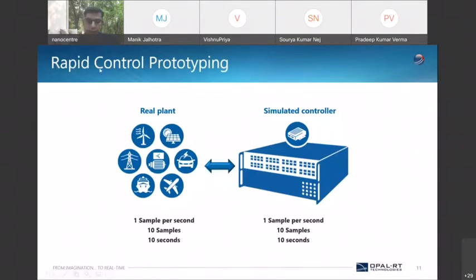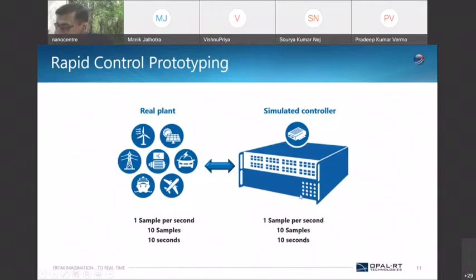Now we are working on the RCP case. So we have our real plant, and then we have our controller, which is sitting on the simulator. Let us say that the real plant is able to send us one sample per second. This means that if we are interested in receiving the information for 10 seconds, we will have 10 samples at the end of 10 seconds. Now for proper testing of the real plant with the simulated controllers, we need the real-time simulator to also send us 10 samples after 10 seconds.